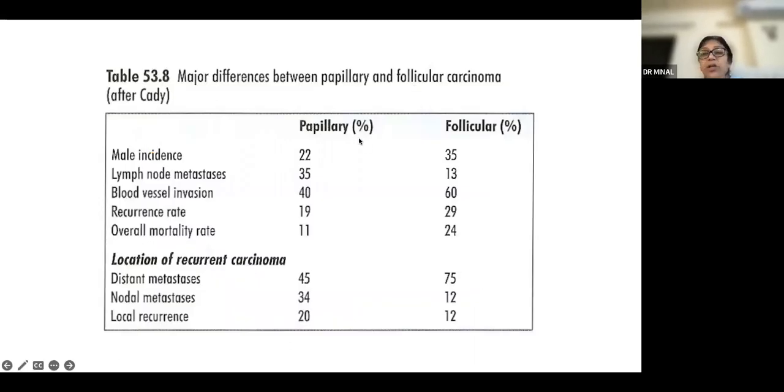Comparing papillary and follicular, you will find that papillary is the most common prevalence wise, and also you will find that papillary has the best prognosis. But in males, the incidence is more of the follicular variant. Lymph node mets are more with papillary. Blood vessel invasion, follicular is more invasive. Recurrence rate is again high with follicular. Mortality is also high with follicular. Distant mets are higher with follicular, though nodal involvement and local recurrence is more common with papillary. So overall, it is the follicular variant which is more serious.